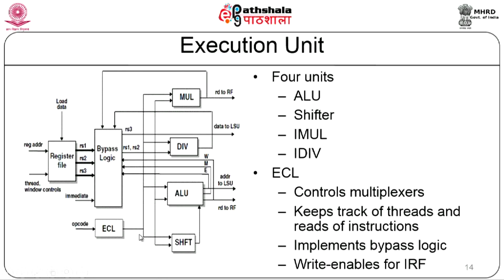If you look at the execution unit here, there are basically 4 units. You have an ALU, you have a shifter, you have an IML unit which is a multiplier unit, and you have the divider unit. The ALU basically takes care of all your addition, subtraction, and other logical operations. Then you have your ECL unit as indicated here, which controls the multiplexers. As you can see here, it controls all the multiplexers depending upon the opcode. So, depending on the opcode, it decides which functional unit is to be activated. It also keeps track of threads and reads of instructions, it implements the bypass logic, and it also write enables for your IRF.